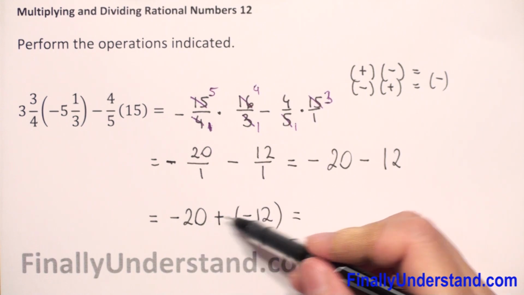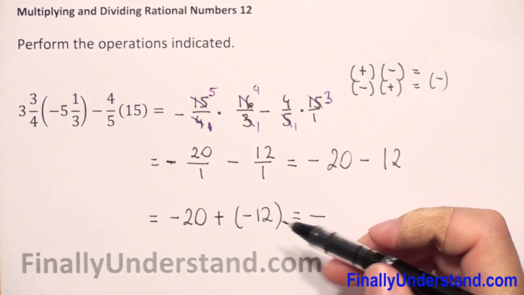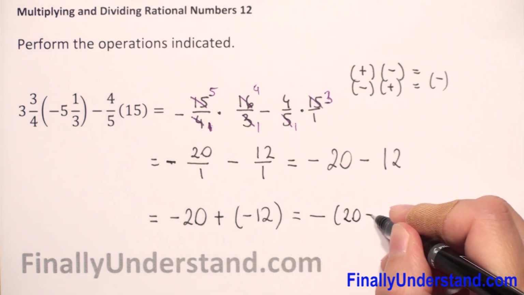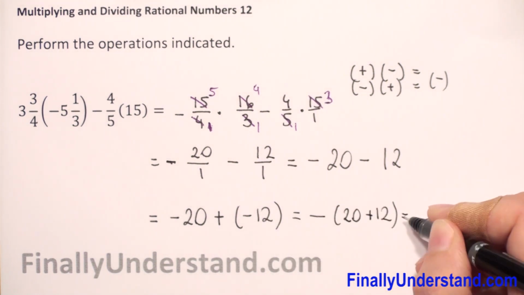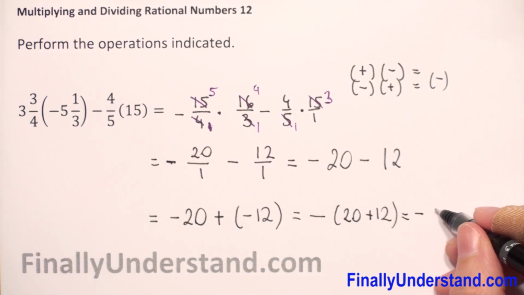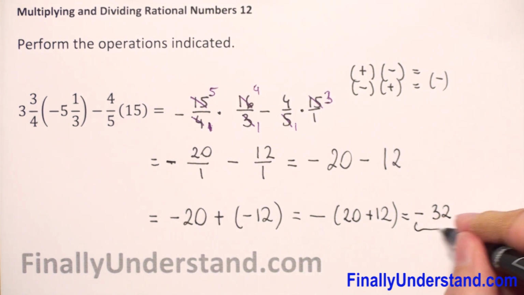We have addition of two negative numbers. So we copy the negative sign. 20 plus 12 we have to add. So this is equal. Negative sign we have to rewrite. 20 plus 12 is 32. This is my solution.